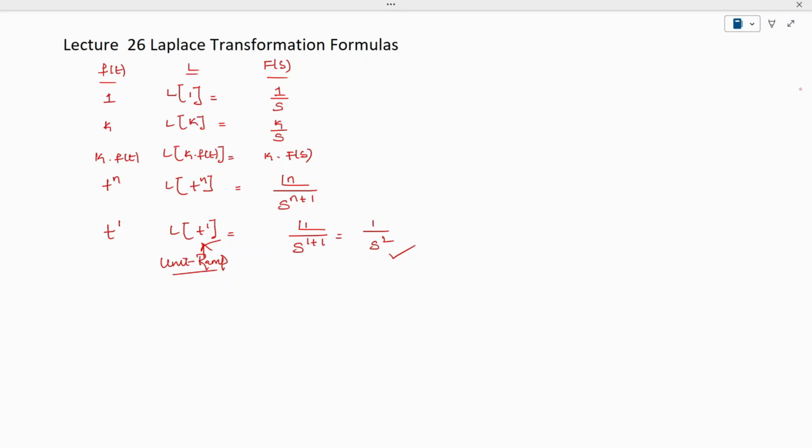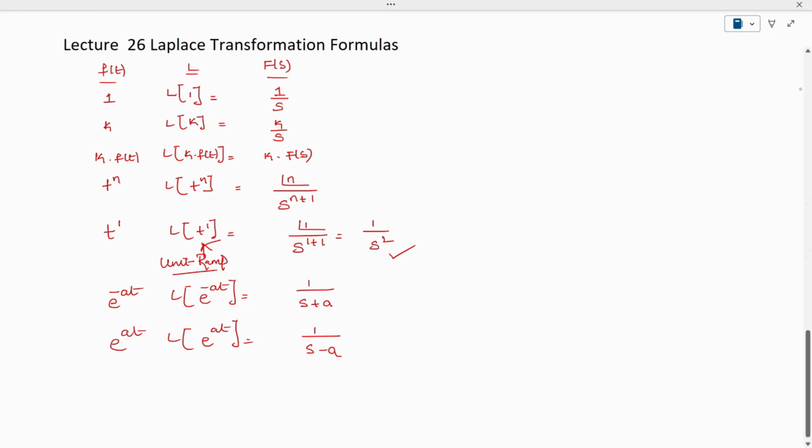Okay, so the next one is e to the power minus at as the given function f of t. Laplace of e to the power minus at, we can write as 1 divided by s plus a. Next one is e to the power plus at. Laplace of e to the power at is equal to 1 divided by s minus a.